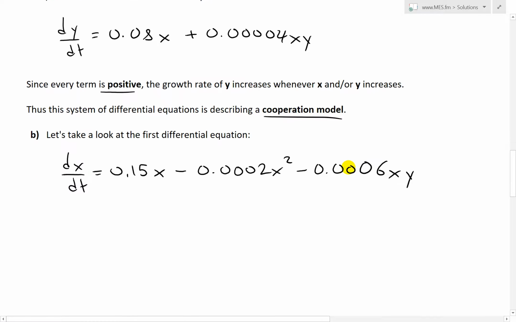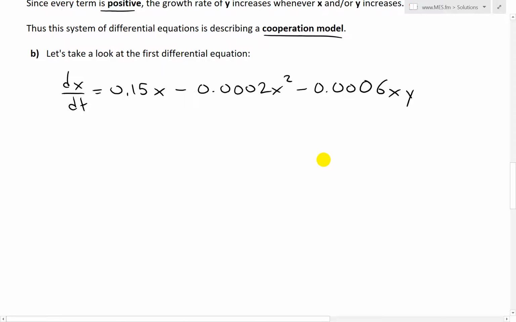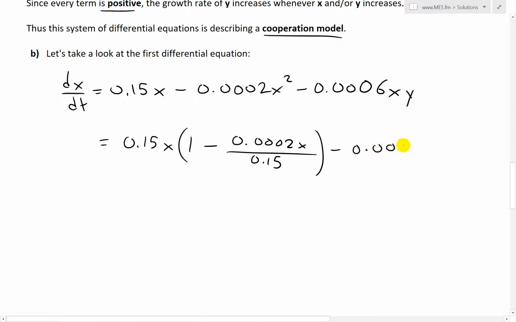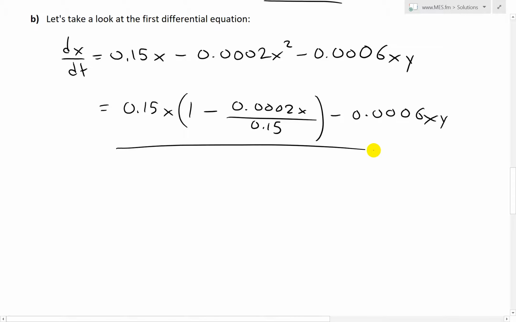Again, I'm going to factor out the 0.15x to show you it's the same thing as before, where you had a logistic model. So we have the 0.0002x divided by 0.15, and then minus 0.0006xy. So again, this is a logistic model. Let's just divide this out, for completeness' sake, to see how it looks.